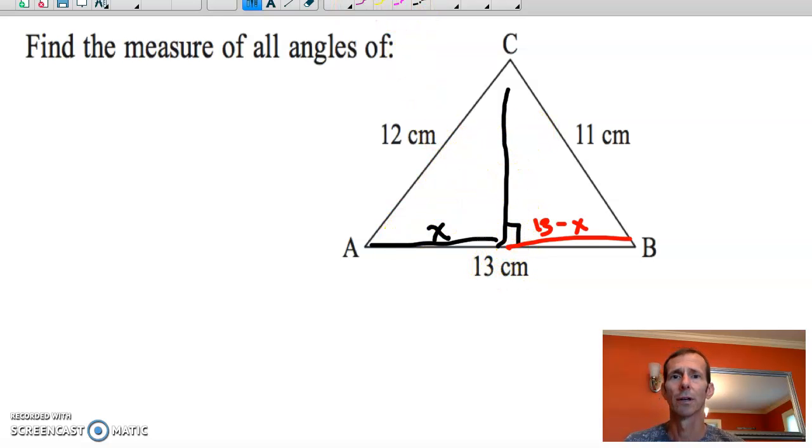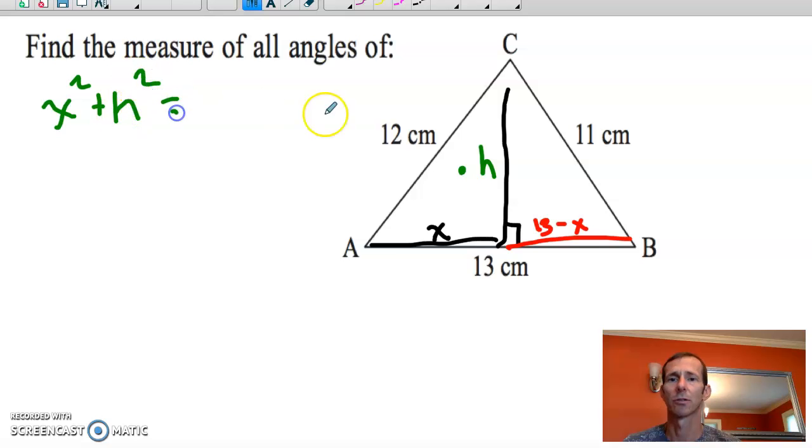Then what I can do is look at triangle number 1 right here, and I can use Pythagorean theorem and just say that x squared plus, oh, this is an h over here, I guess I should put that in there, plus h squared, that's our altitude or height, has to equal the hypotenuse squared, which is 12 squared, and I'm going to go ahead and square that out to 144.